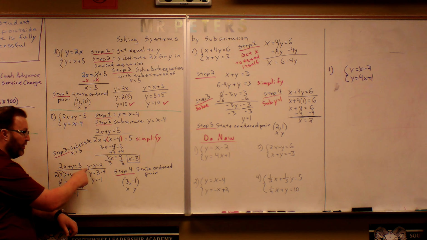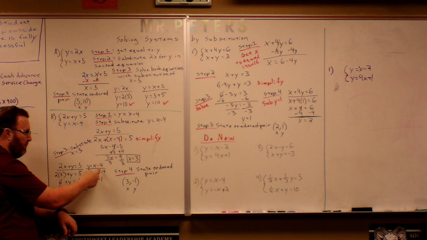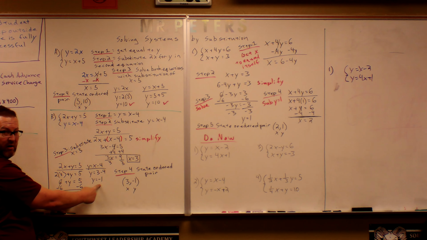We're going to do the same thing on this to make sure they're both right. So y equals x minus 4. I'm going to take 3 and plug it in. Well, 3 minus 4 is minus 1. These both check out, right?